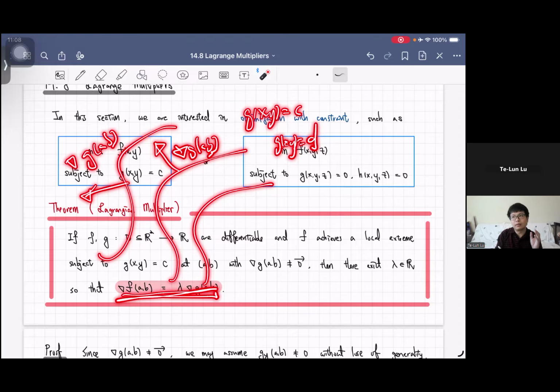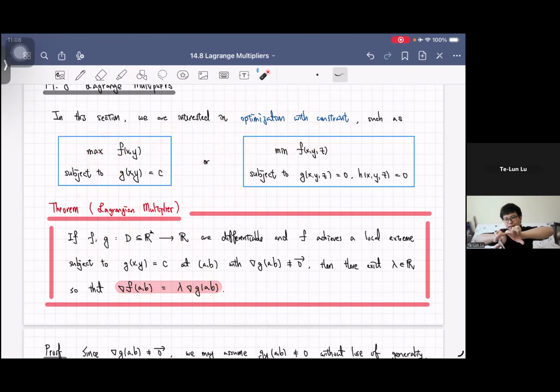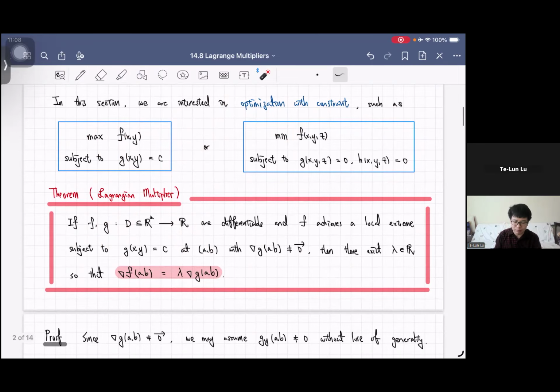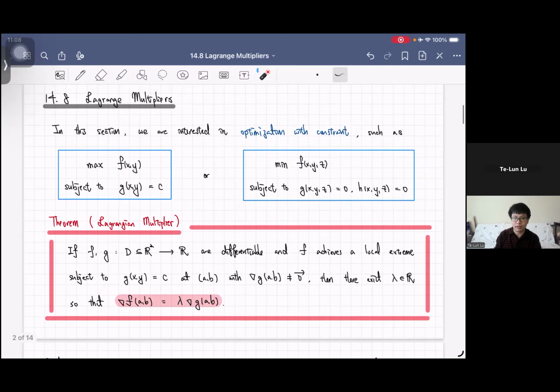So why is this happening? Why is the gradient of the target function parallel to the gradient of g? It is kind of intuitive in the sense that you want the function to be tangent to our curve, right? So when you're tangent, that means that you share the same normal vector. So the gradient of f and the gradient of g are parallel, okay, geometrically. I can include some graph afterwards, but that is the geometric interpretation of this theorem.